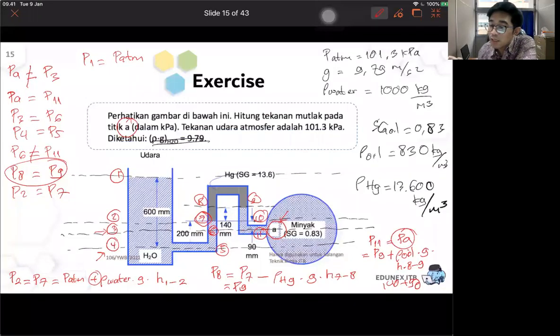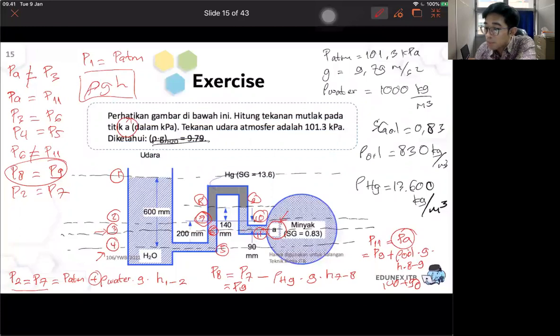So as long as you can point out which two points have the same pressure, if you go up or you go down, you just do the hydrostatic calculation, rho g h. It depends on the density, the density of the fluid that you analyze. For P2 and P7, the fluid is water. When you calculate from P7 to P8, the liquid is mercury. When you calculate from 9 to 11, the density is oil.